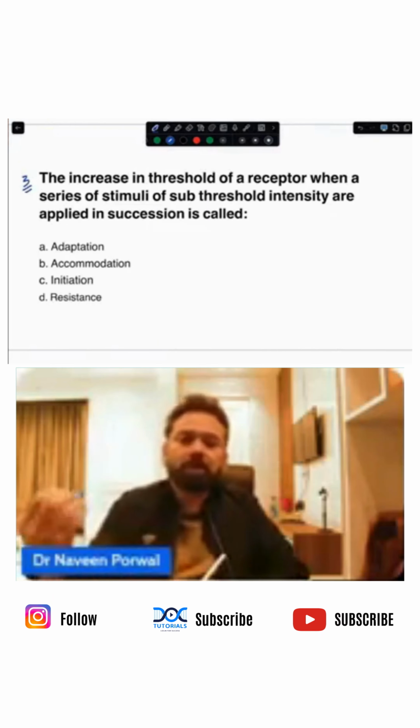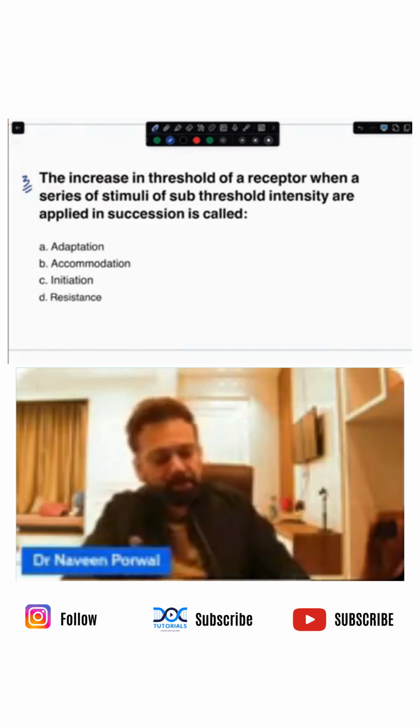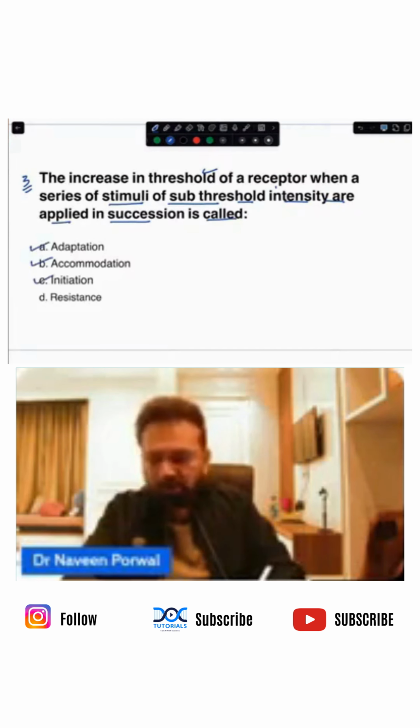This is a question which is coming almost everywhere in any exam, but they will change the question. The topic is the same. The increase in the threshold of a receptor when a series of stimuli of subthreshold intensity are applied is called as adaptation, accommodation, initiation, or resistance.